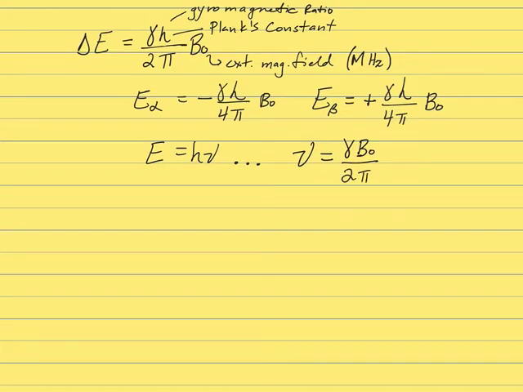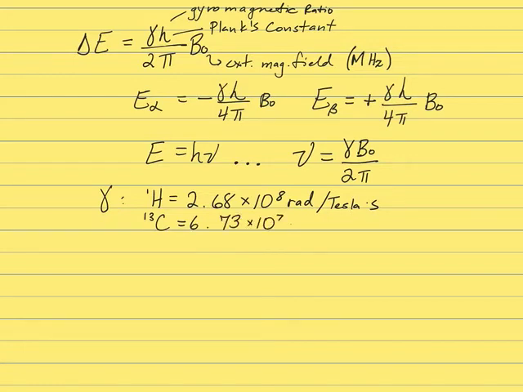So that gyromagnetic ratio, which is unique to each nuclei, depends on what the nuclei is. For the most common values, for hydrogen, the gyromagnetic ratio is equal to 2.68 times 10 to the 8th radians per Tesla second. And for carbon-13, it's equal to 6.73 times 10 to the 7th radians per Tesla second.